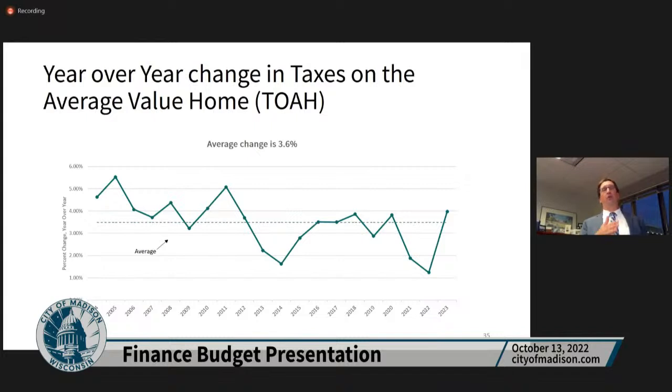And this graph shows what that percent change has been year over year over the past 20 years. The average has been about 3.6% over that period of time. And the increase proposed for the 2023 budget is slightly under 4%, 3.98%. So slightly above that average of 3.6%. You can see where those maximums have been in both 2011 as well as in 2005.